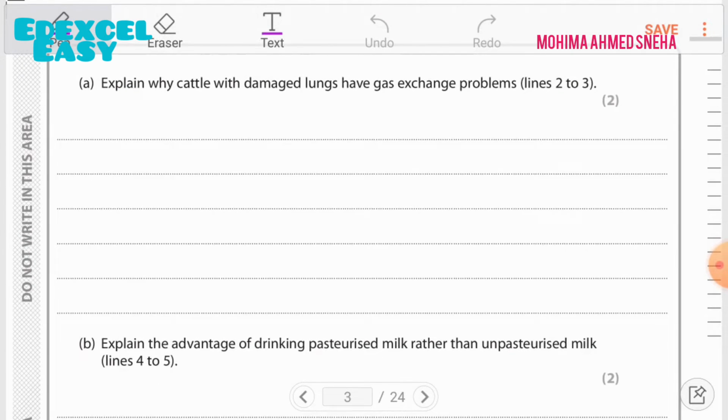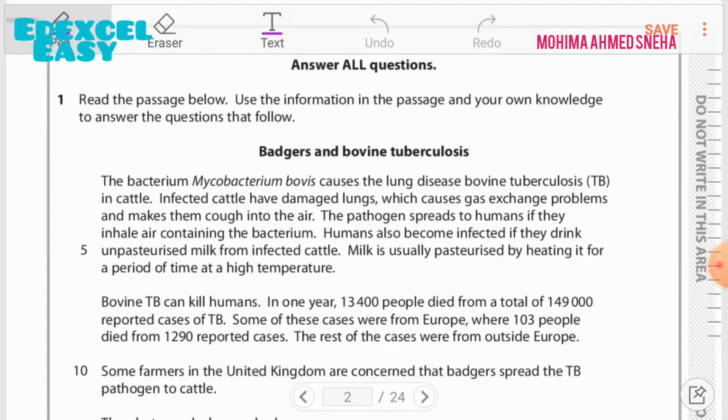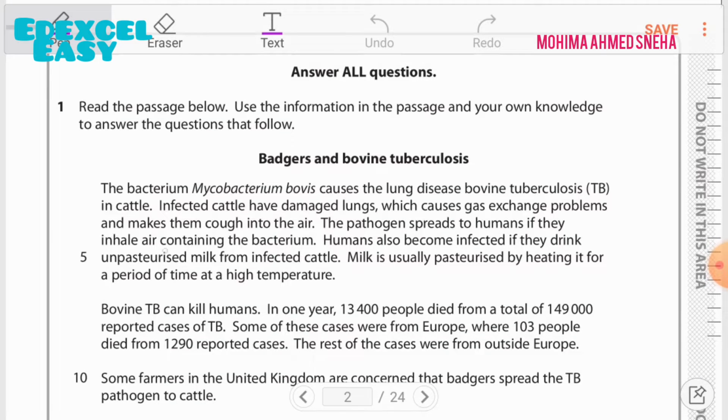Question number 1. Explain why cattle with damaged lungs have gas exchange problems. It is extracted from lines 2 to 3. If you go back to lines 2 and 3, this is basically the first 3 lines of the passage. The bacterium Mycobacterium bovis causes the lung disease bovine tuberculosis in cattle. Infected cattle have damaged lungs, which causes gas exchange problems and makes them cough into the air.